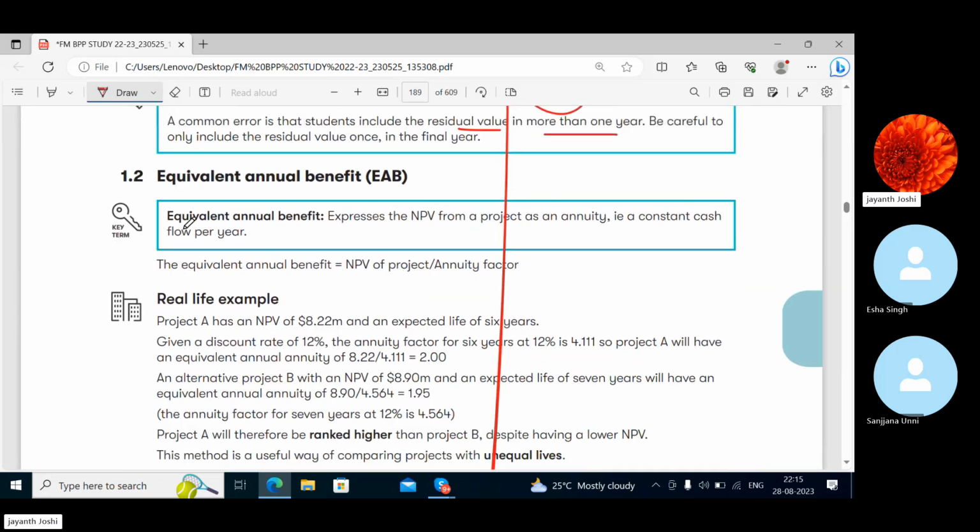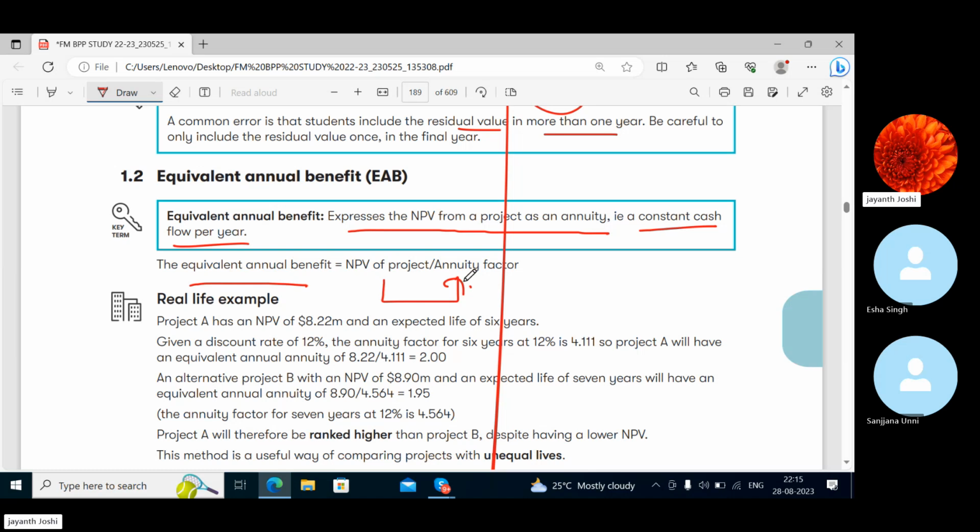Now let's go for equivalent annual benefit. It expresses the NPV from a project as an annuity, that is a constant cash flow per year. So what is the equivalent annual benefit formula? NPV of the project divided by the annuity factor. But what is this equivalent annual benefit? This expresses the NPV from a project as an annuity. That means your NPV is shown as a constant cash flow.